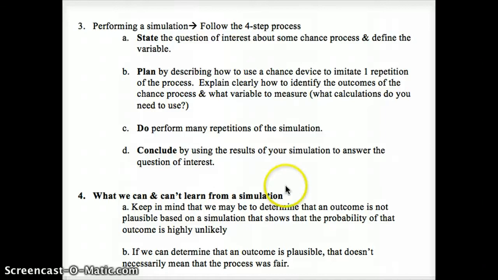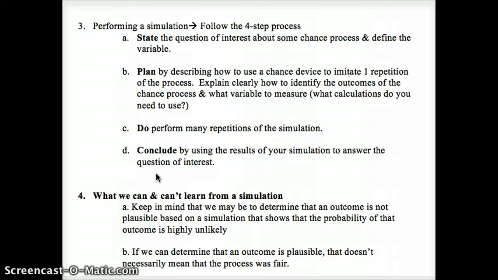To do that, we're going to follow the same plan: state, plan, do, conclude. State the question of interest: what are we trying to estimate, which chance process, and define the variable. X equals the number of times we'll roll a 6 with 1 die, or the number of times we'll roll 3 5s when rolling 3 dice, or the proportion of times. If we're stating the number of times, we state a number out of a number of trials. If we're stating a proportion, then it could apply to a variety of numbers of trials.